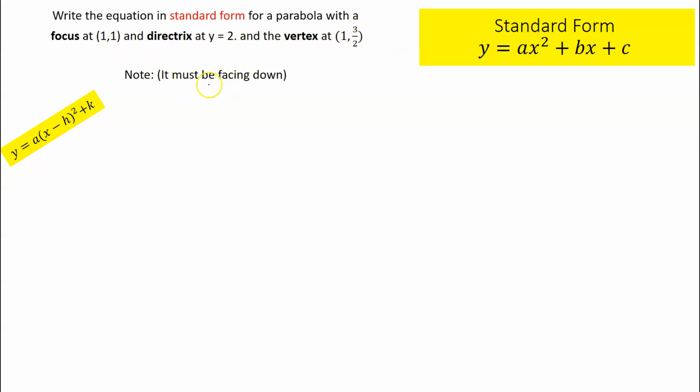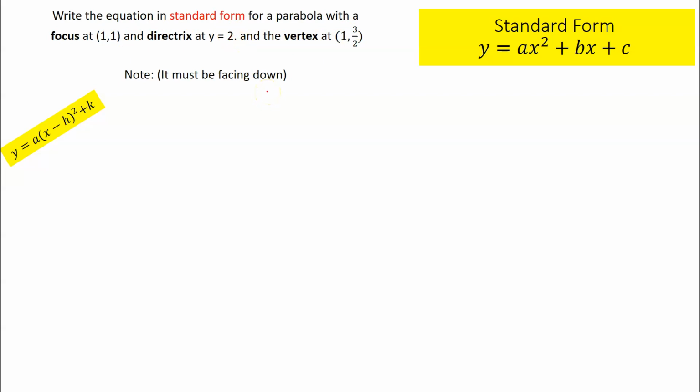Now, I made a statement here. It must be facing down. How do I know that? Well, let's see. Y is at +2. The focal point is at +1. And so that's going down from where the directrix is. So it's got to be facing down. In fact, if you look at it, the vertex, again, is always halfway in between. This is lower than the directrix. This is lower than the directrix. So it's got to be facing down.